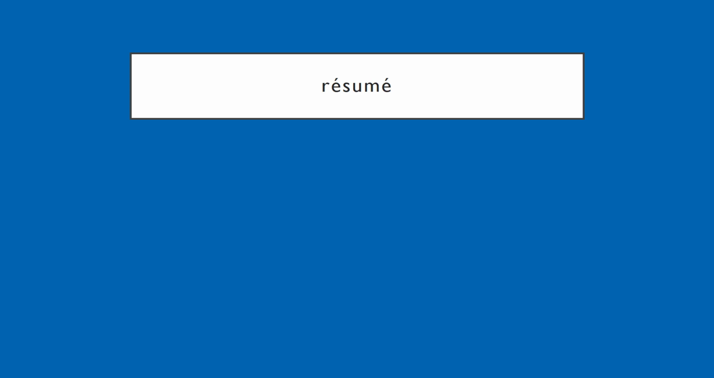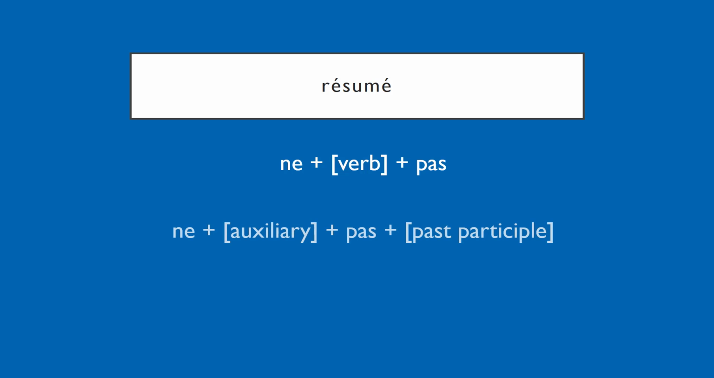So before you move on to another negative word, let's have a quick recap. For simple tenses like the present, the structure of a negative is ne plus the verb plus pas. For compound tenses, that's tenses with auxiliary verbs and past participles, the structure is ne, then the auxiliary, then pas, then the past participle. And then finally, one last thing, in casual speech, the ne of these negatives can be omitted. So rather than saying je n'ai pas de temps, you can say j'ai pas de temps.